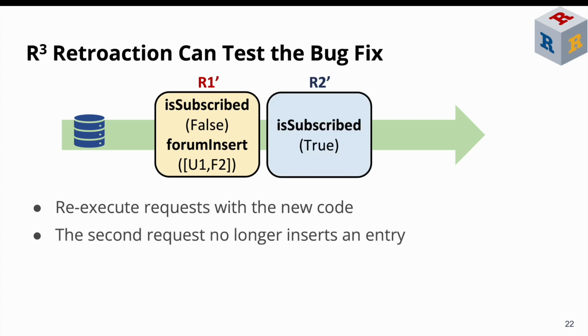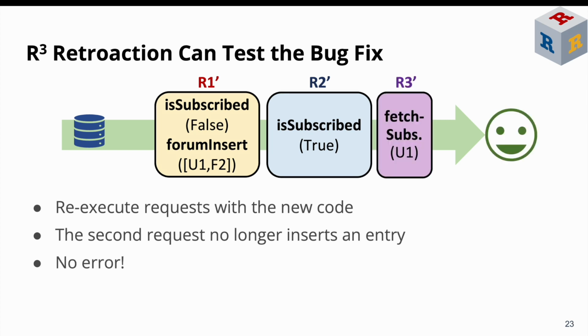Because the entire function is in one big transaction, its queries can no longer interleave. The second request no longer inserts an entry. So we don't get any error and verify the bug is fixed.